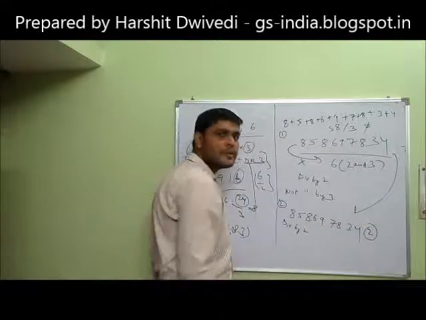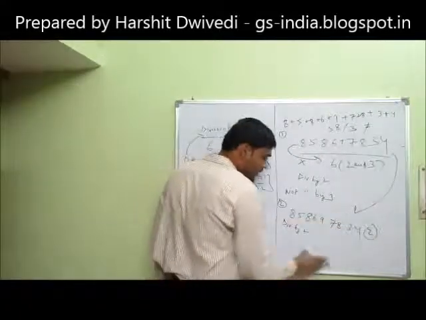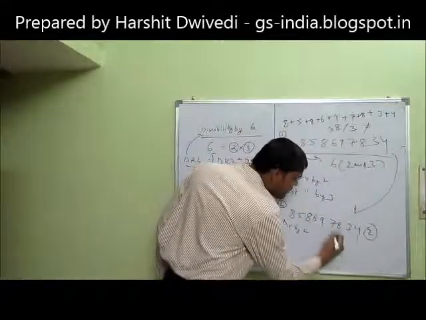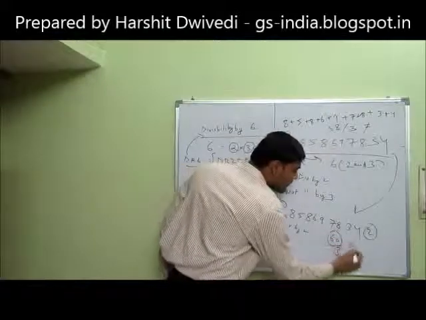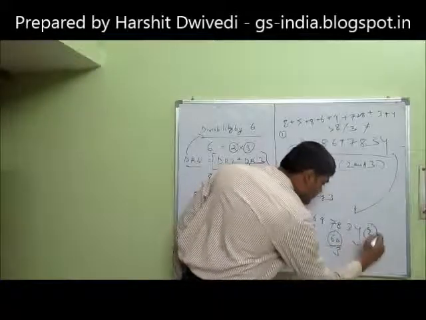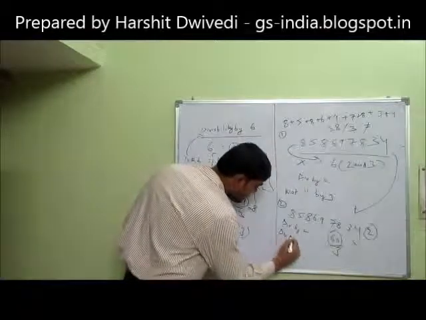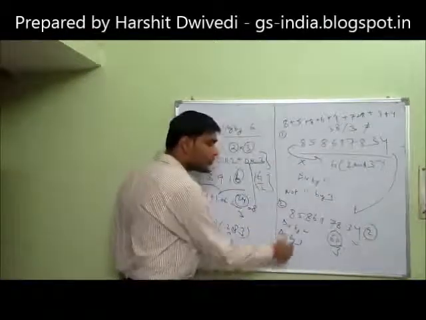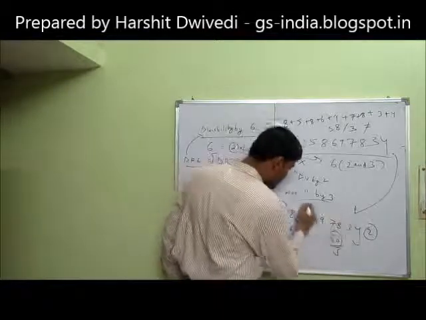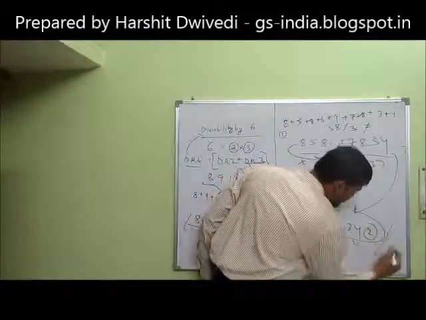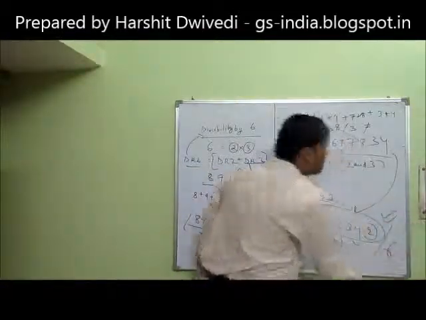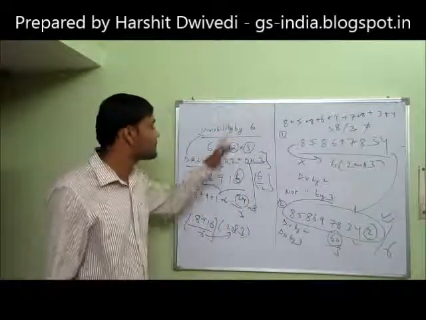But whether this number is divisible by 3, add all those digits. If you add them, you get 60. This 60 is divisible by 3. So if this 60 is divisible by 3, this number is also divisible by 3. So it is divisible by both 2 and 3, so this number is divisible by 6. So this is the divisibility rule of 6.